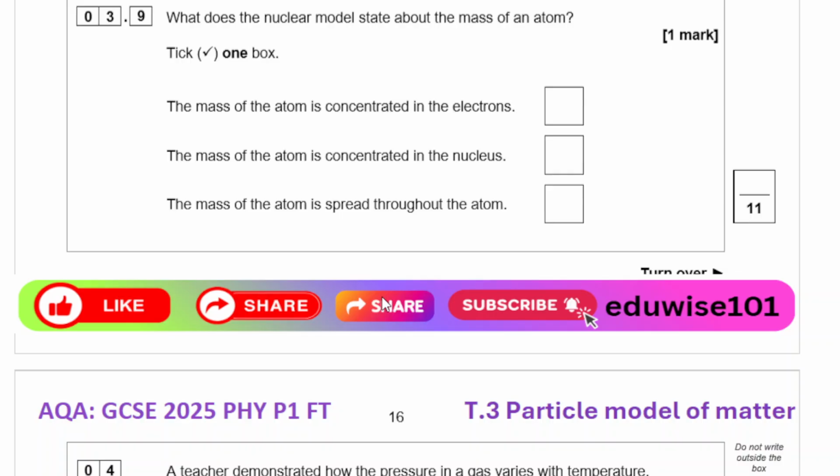What does the nuclear model state about the mass of an atom? The mass of the atom is concentrated in the electrons. No, it's concentrated in the nucleus.